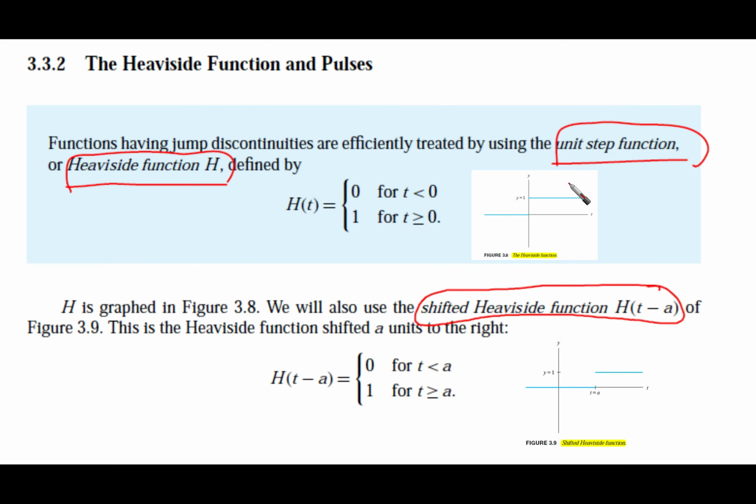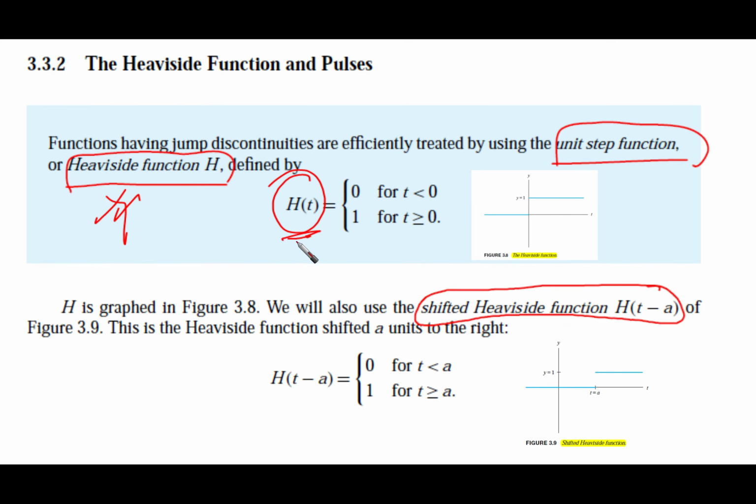Okay, the last thing is the Heaviside function and pulses. We're going to talk about them. So here the Heaviside, actually this is something that, as I said, there is no application except for electrical engineering major. Functions having jump discontinuities are efficiently treated by using the unit step function. We call it the unit step function, or the Heaviside function, which is defined by, sometimes we want to turn on and turn off some function.